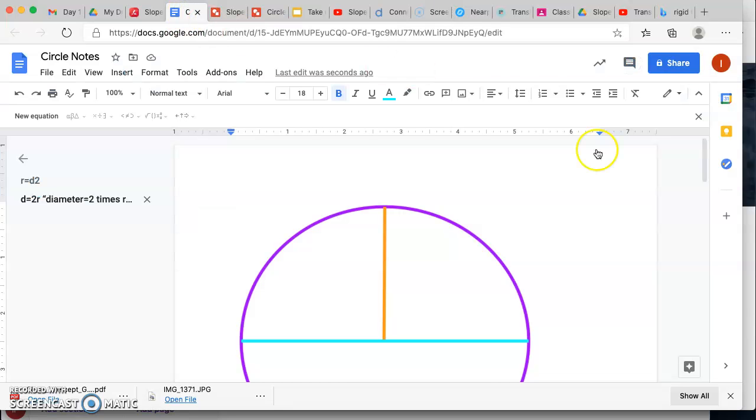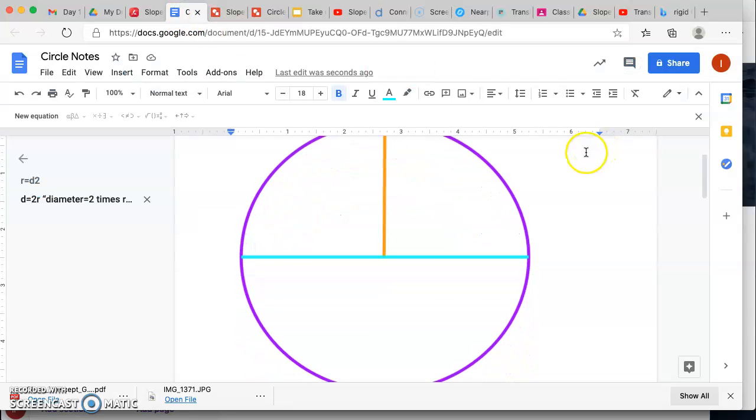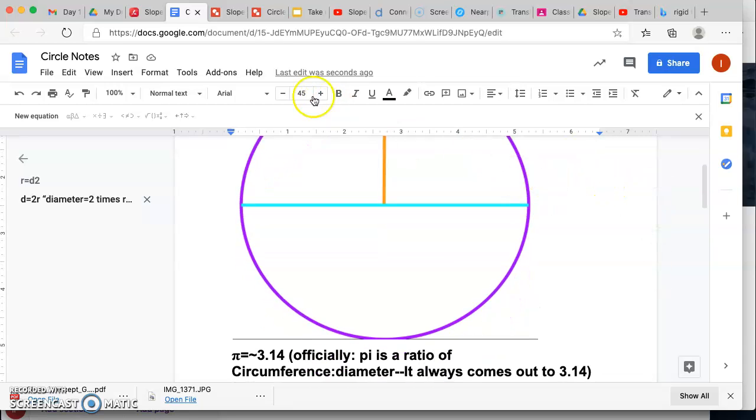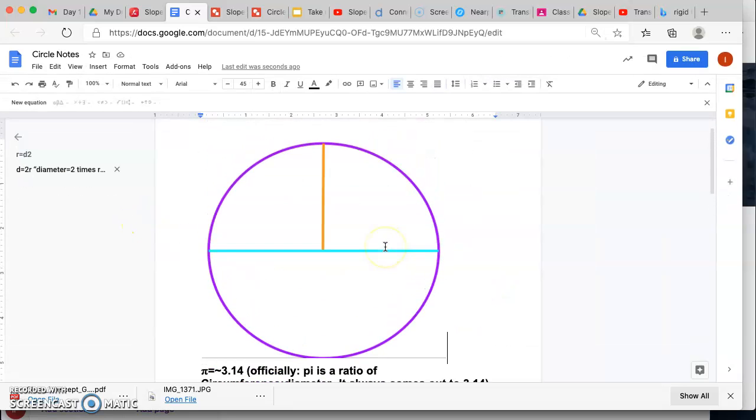Good morning, everyone. Today we're going to talk a little bit about circles. So let's say we've got this particular circle.